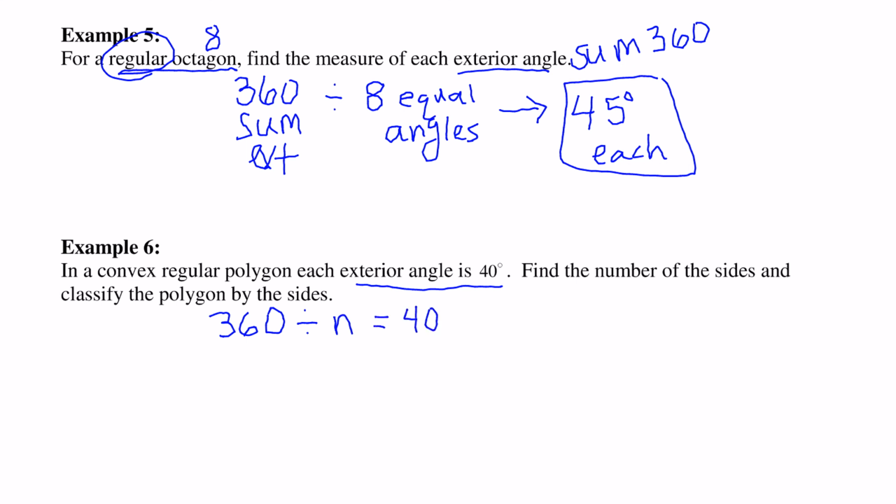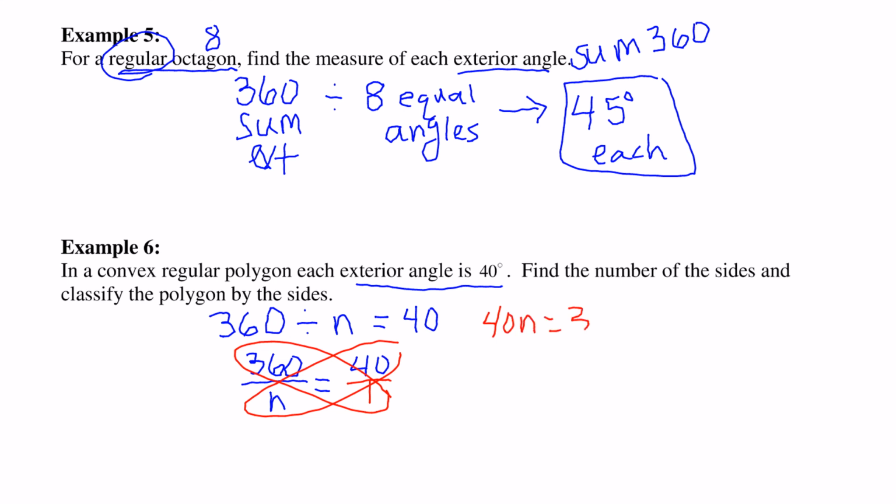So one thing you can do is set it up as a proportion. Might be a little bit easier to look at. So this would give us 360 over n equals 40, but then you might want to put that over 1 so you can cross multiply again. So you would have 40n equals 360. So in the end, we need to divide both sides by 40.